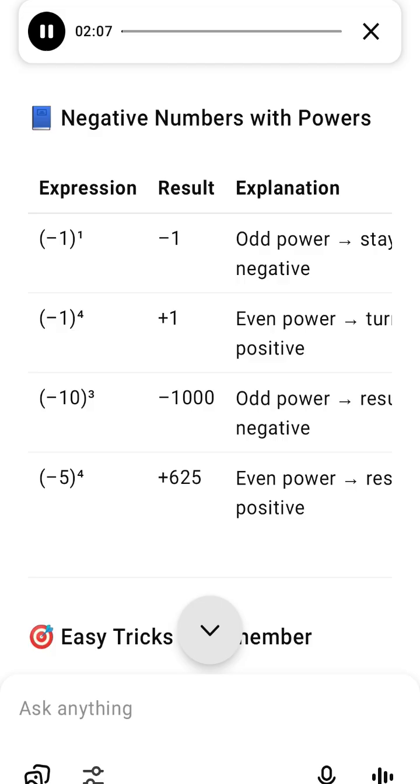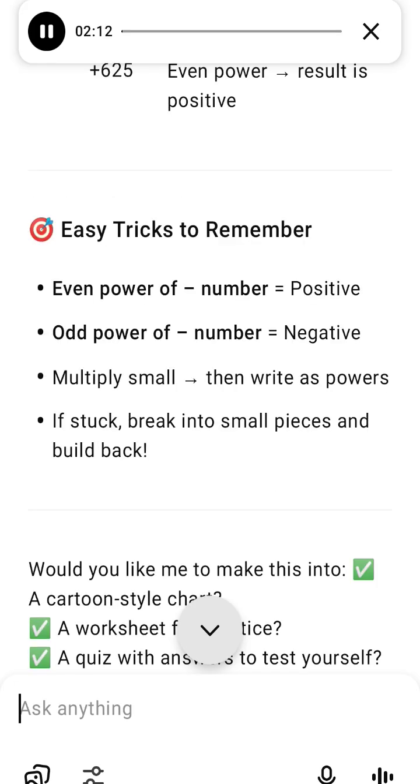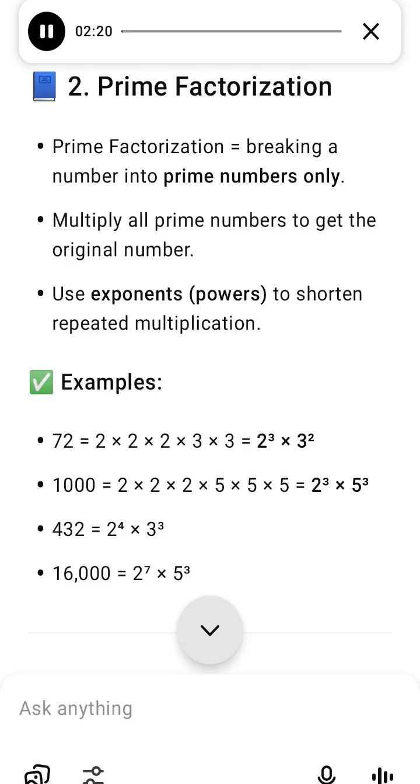7. Ways to do prime factorization. Long division method: keep dividing by the smallest prime until you reach 1. Multiplication method: break numbers like 1000 equals 10 times 10 times 10. Then break 10 equals 2 times 5. So 1000 equals 2 times 5 times 2 times 5 times 2 times 5.